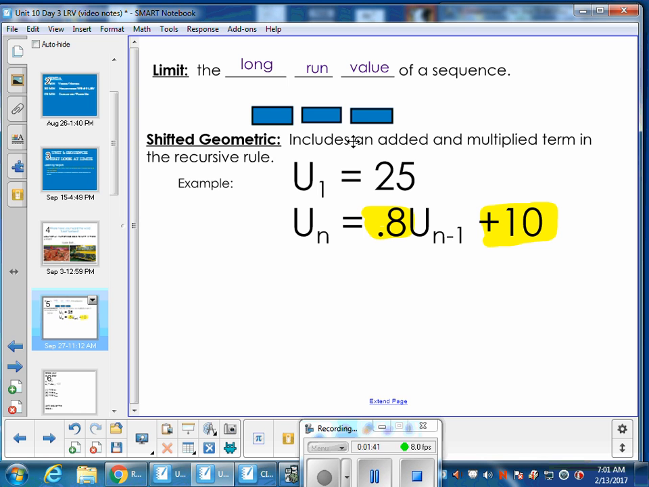A shifted geometric sequence is a new type of sequence we haven't learned yet. And basically, it's a combo of an arithmetic and geometric. It has a multiplied term and an added term, as you can see.